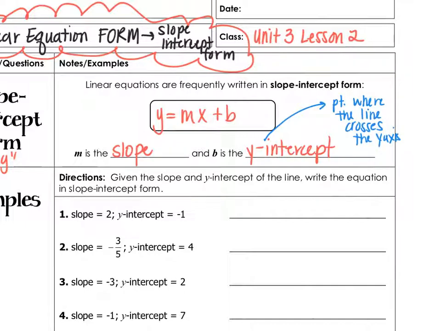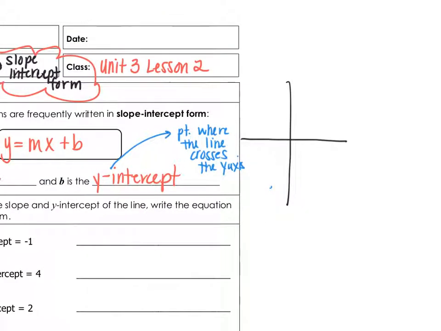So if we have a line that looks like this, the point where the line crosses the y-axis is right there. That's called the y-intercept. And a little bit about the y-intercept: since it always will be on the y-axis, hence the point where the line crosses the y-axis, the ordered pair of the y-intercept will always read 0, y. Because since it is on the y-axis, the x value of that ordered pair is 0.